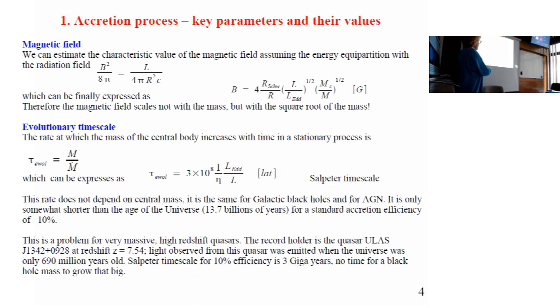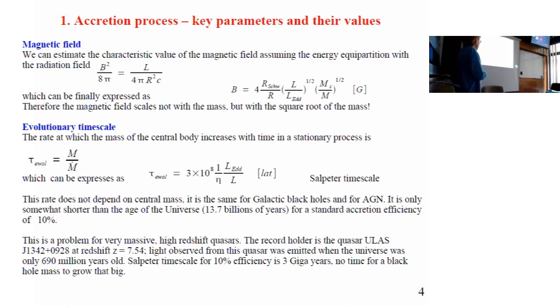And notice also that it is identical for galactic sources and for AGN. It does not depend on mass. So if we observe AGN or a galactic source, we don't have to worry about the change of the mass. This will never happen in our life, right?